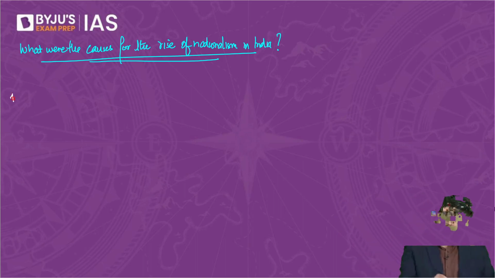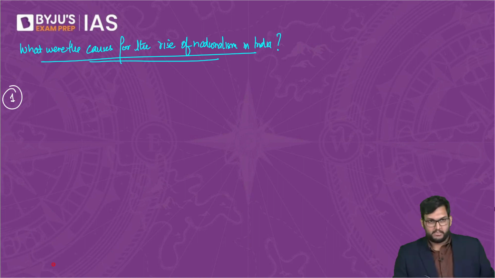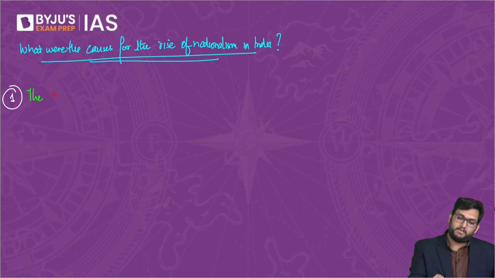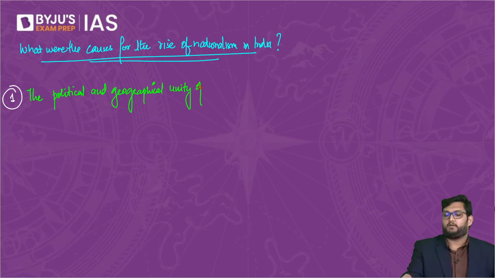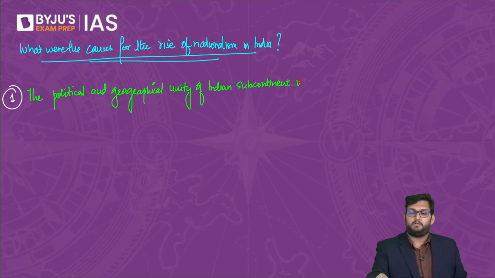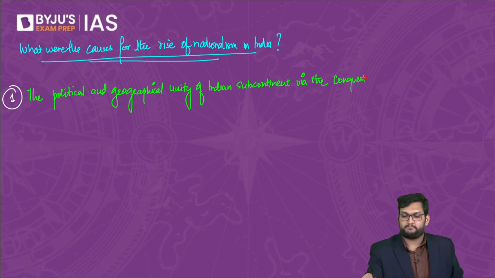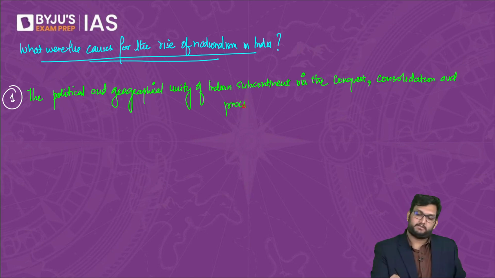The first cause basically is the political and geographical unity of India, of the Indian subcontinent, via the conquest, consolidation, and processes and tools of consolidation.